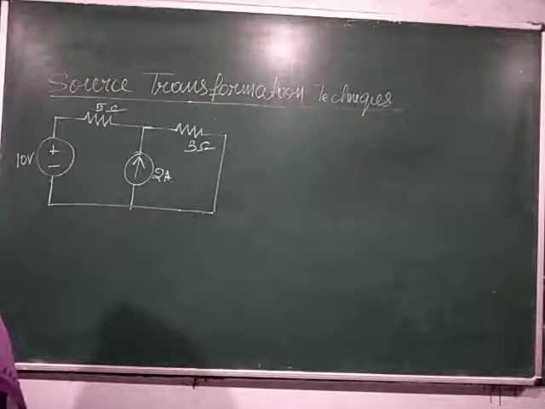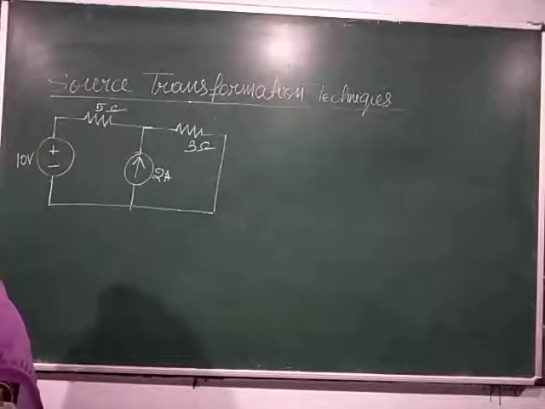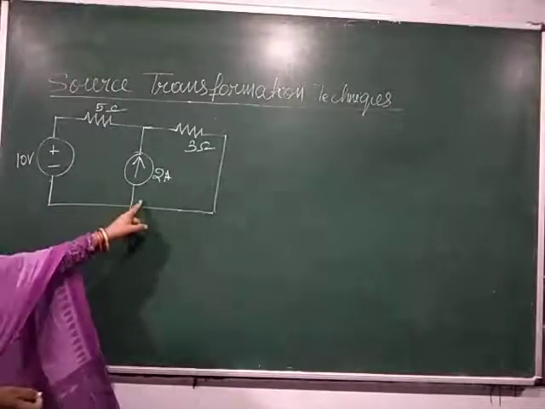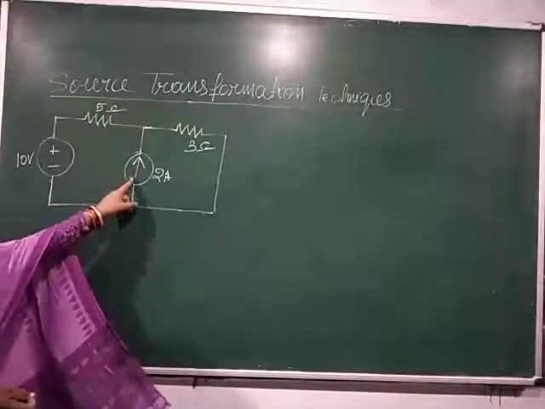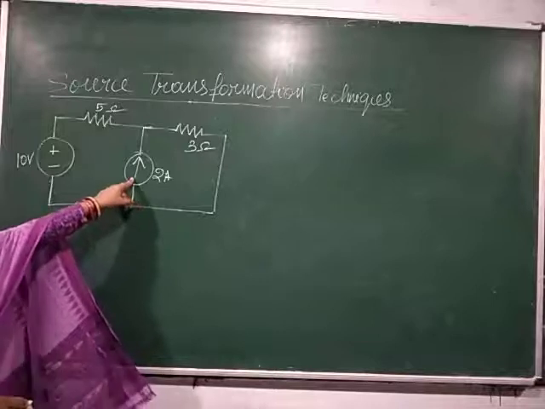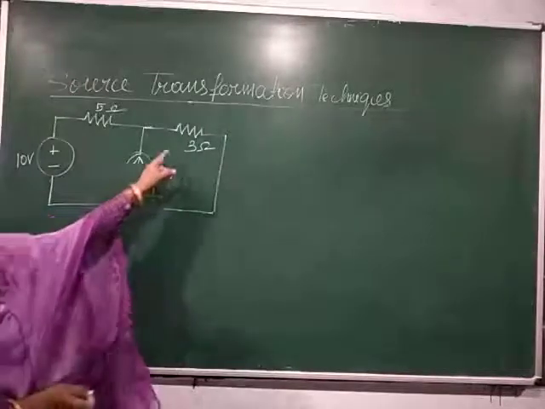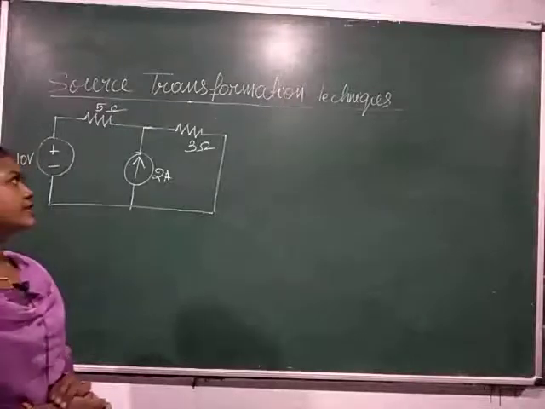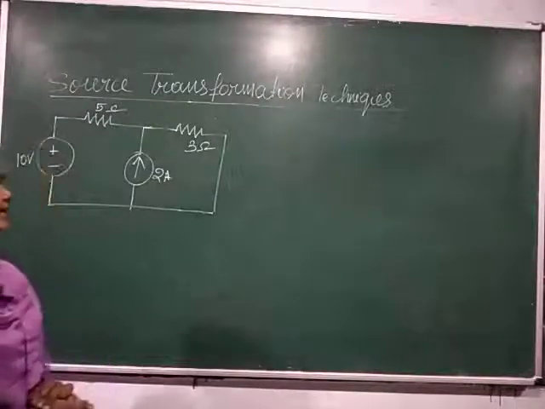You know different techniques, loop analysis method, nodal analysis method, but those methods are very lengthy. Here the easy way: as it is a two loop circuit and between these two loops one current source is there, and with this current source the 3 ohm resistor is connected in parallel. So we use the source transformation technique.